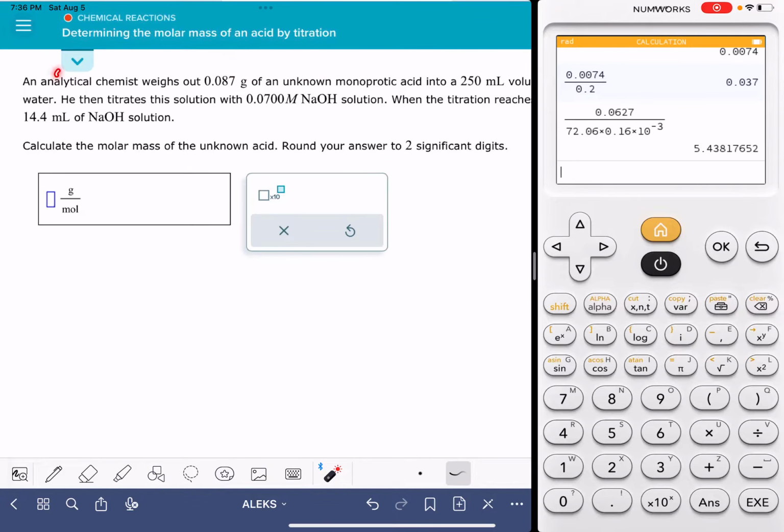In this video, I'll show you how to solve the ALEKS problem called determining the molar mass of an acid by titration. As you probably know, the molar mass or molecular weight of a substance is just the grams per mole of that particular substance.